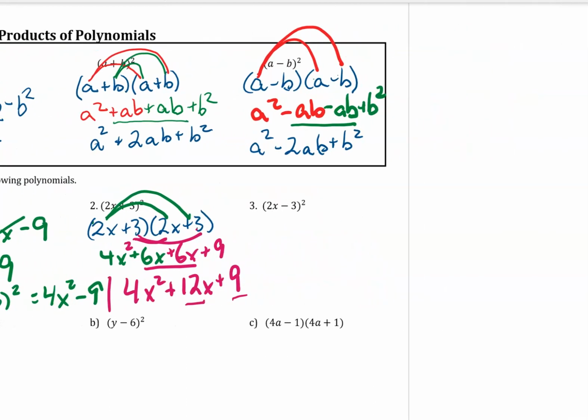Problem number 3. Again, I'll write it out and multiply it out. 2x times 2x, 4x squared. 2x times negative 3, negative 6x.